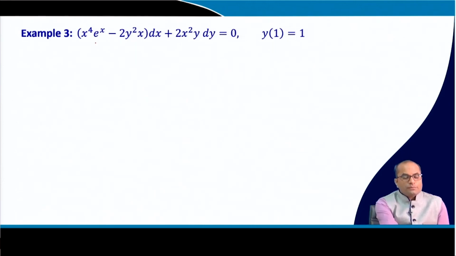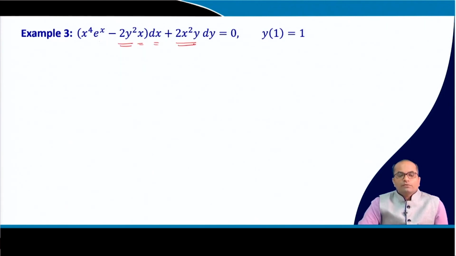So, this is the last problem. Here we have x 4 e power x minus 2 y square x dx, and then here we have 2 x square y dy.